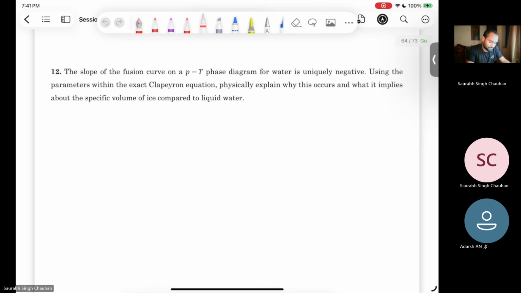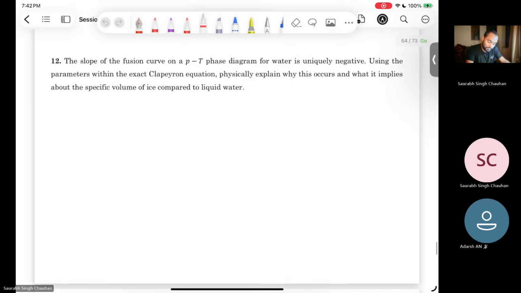Now question number 12. It is saying that the slope of the fusion curve on a PT phase diagram for water is uniquely negative. Using the parameters within the exact Clapeyron equation, physically explain why this occurs and what it implies about the specific volume of ice compared to liquid water.